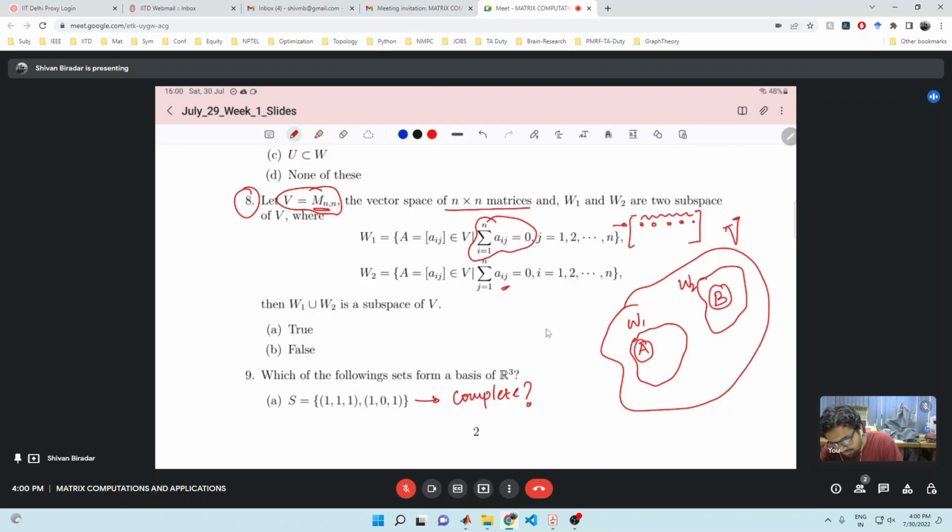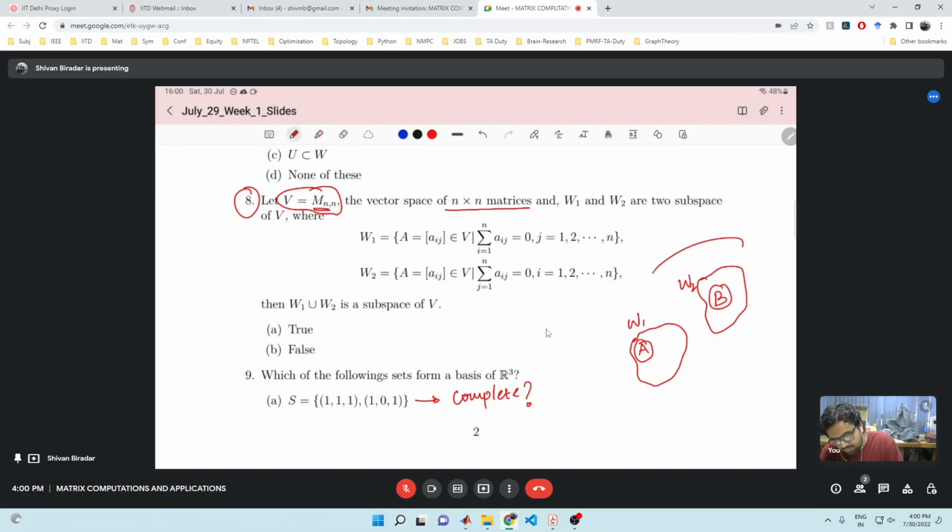What is this property saying? If I have the elements like this, I'll add all these elements. So the row sum here is 0 and the column sum here is 0. So the elements in W1 satisfy the row sum: row sum is equal to 0, and for W2 we have column sum equal to 0.